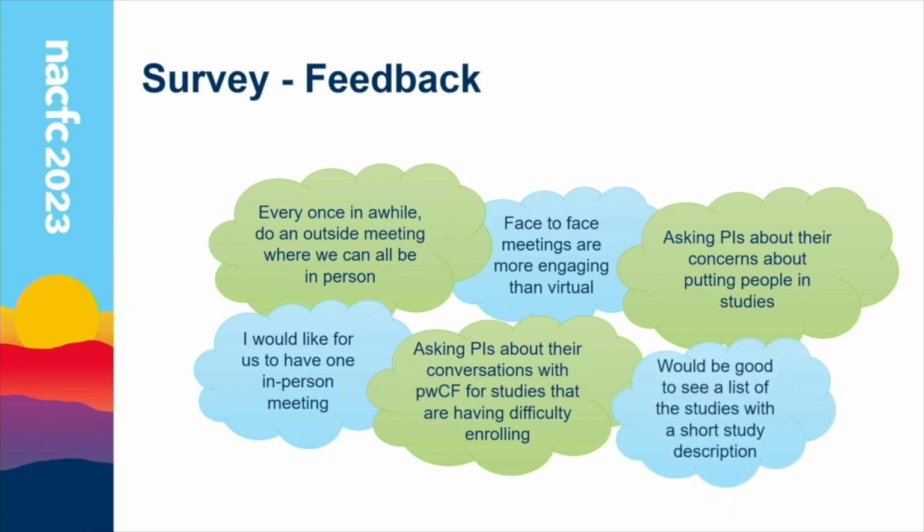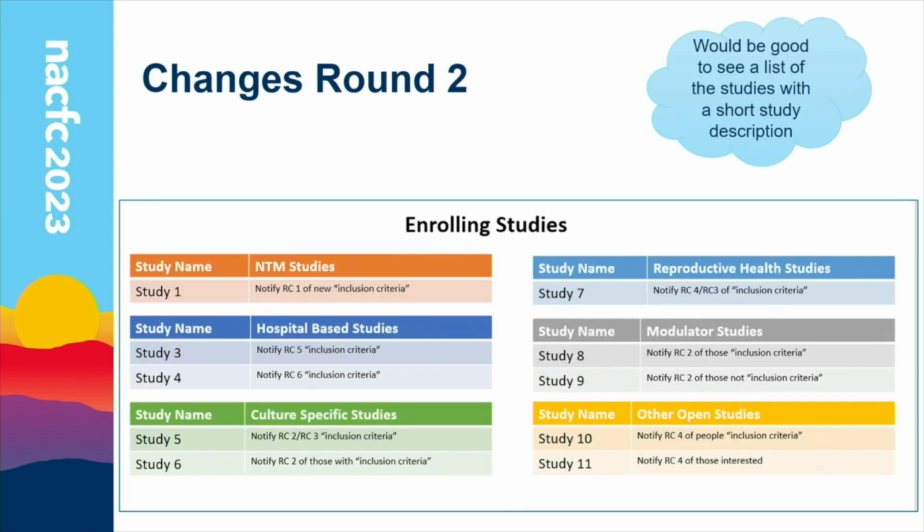And then the last one would be to see a list of studies with a short study description, since we kind of get into our terminology a lot with a lot of numbers and official study titles that can be confusing. So this was our round 2 between 3 months and 6 months. This addressed that study list part.